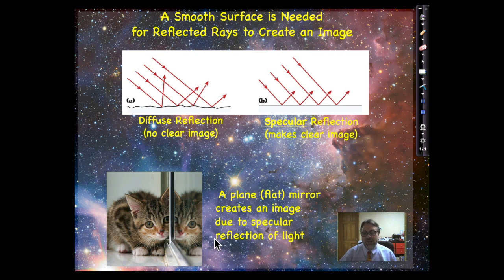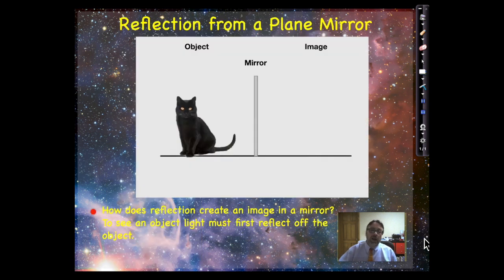So, if we take a look here at this kitten in the mirror, it's a familiar sight to us. We know that our image will look the same as we do on the outside, behind the mirror. But why is that? So let's construct a ray diagram to see how the image in a flat mirror is actually produced. Here I have a cat sitting in front of a mirror. This gray line in the middle here represents the mirror. So how does a reflection create an image in the mirror?